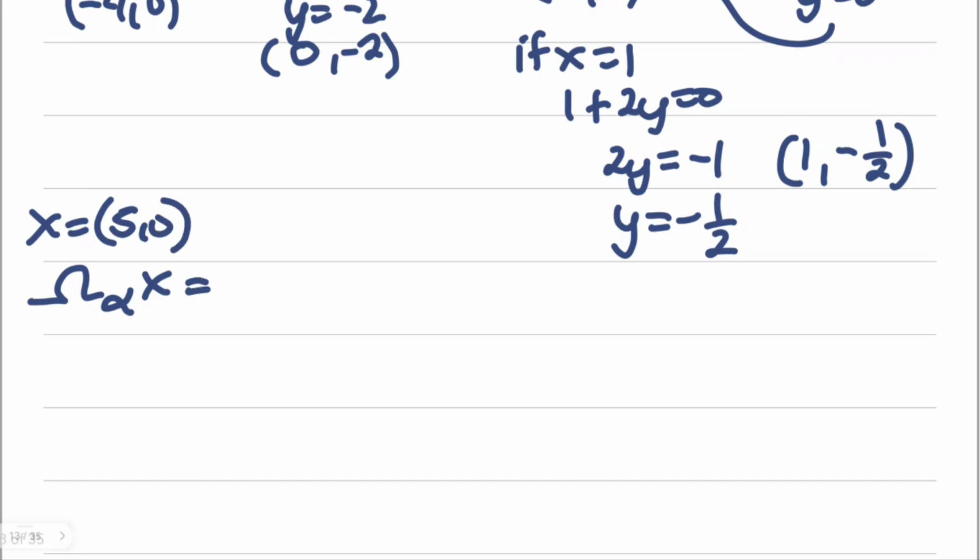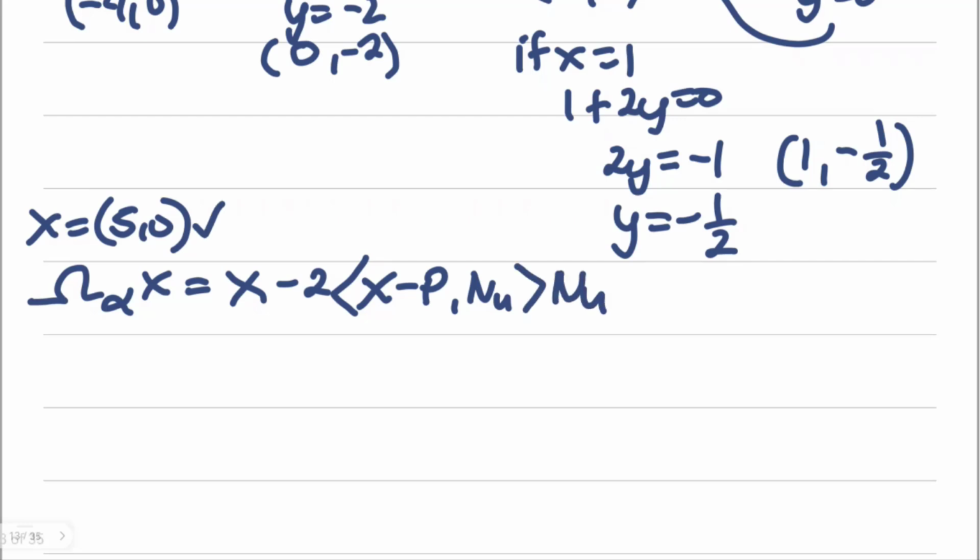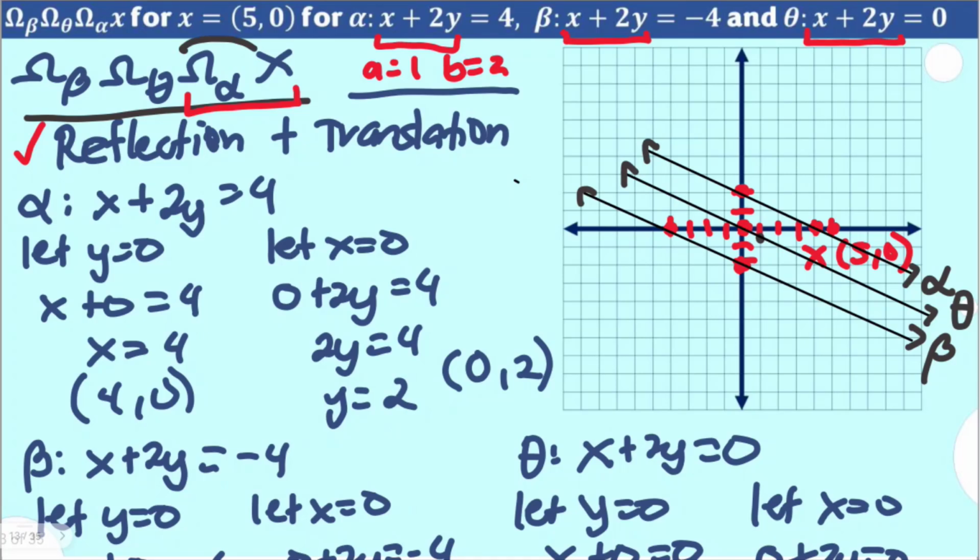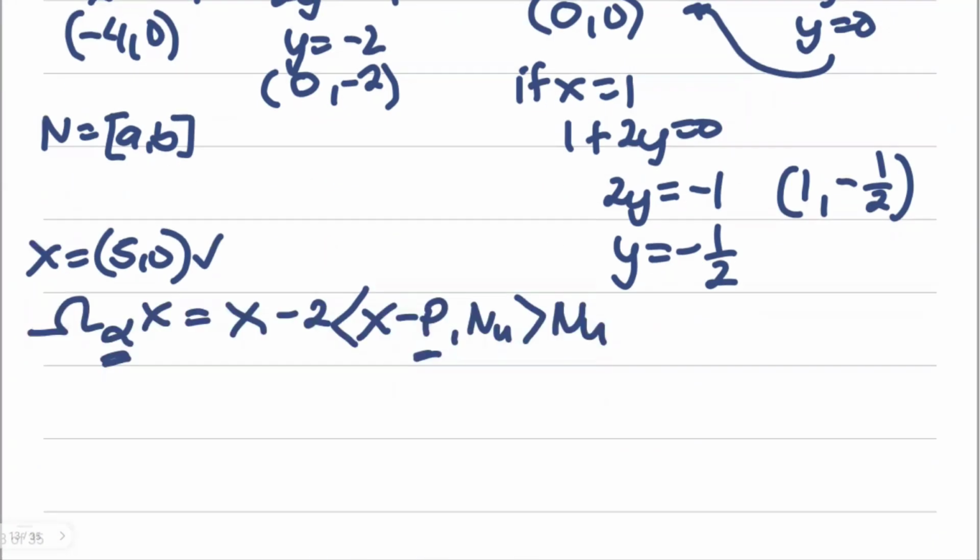For any reflection, please don't forget that we have a formula: x minus twice the inner product of x minus p and the unit normal vector, times the unit normal vector. Our x is of course given here. Our point P is any point on alpha. How about our unit normal vector? That's the thing that we need to solve here. So we know that our normal vector has composition of A and B, and since we have the same A and B for all, we can use that. So our normal vector is at 1 and 2.